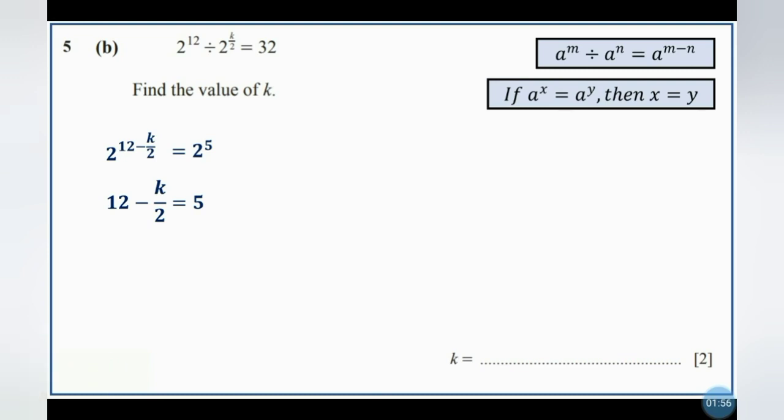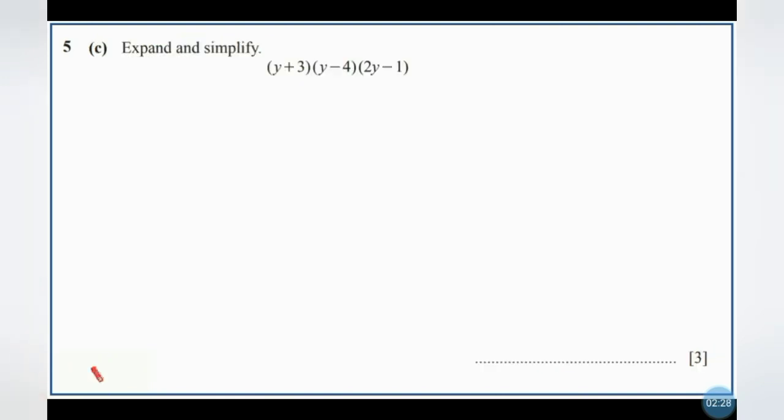After that, I will solve for the value of k by making it the subject of the formula. Therefore, I will subtract 12 from both sides. I will come up with negative k over 2 is equal to negative 7. After that, I will multiply both sides by negative 2. So you will come up with the value of k is 14, for 2 marks. 14.